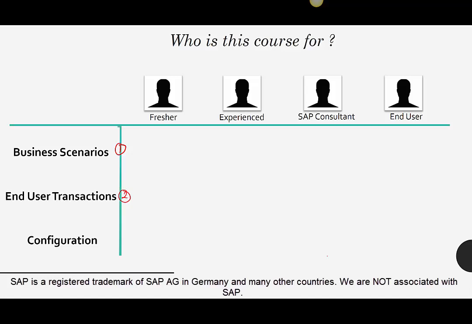Now, in terms of who needs what, a fresher who wants to be an SAP consultant would need the business scenarios because they're just fresh out of college. They wouldn't know how the material management procurement system works. So they would need to first be taught business scenarios. And of course, they need to be taught end user transactions. Because once you understand the business scenario, you need to be able to do that in the system.